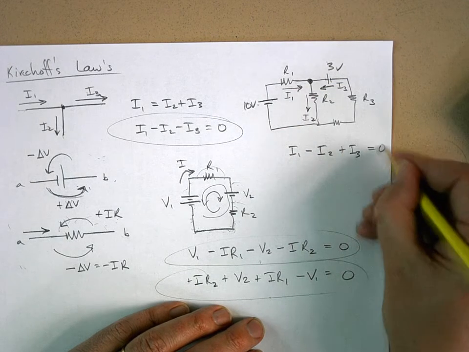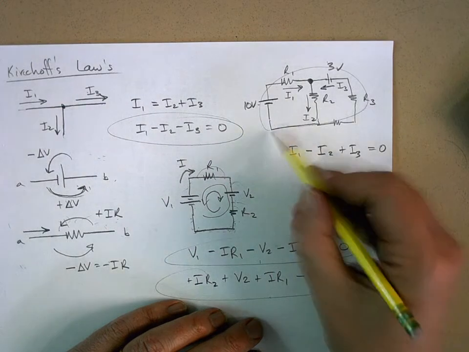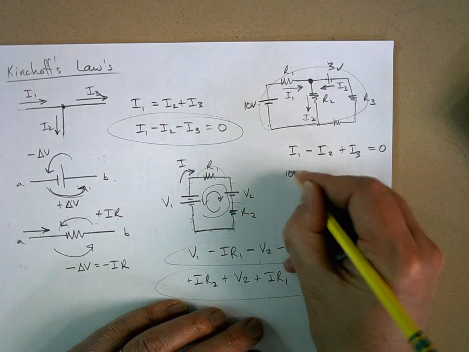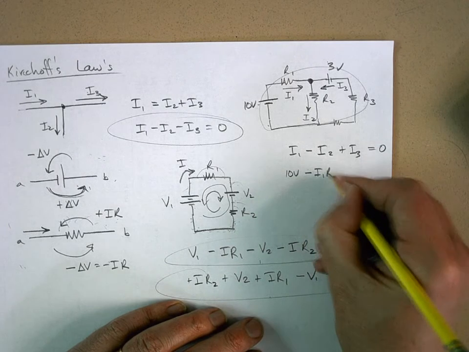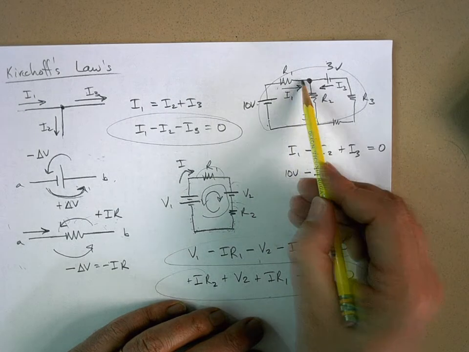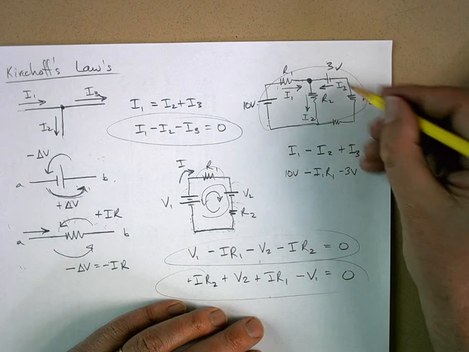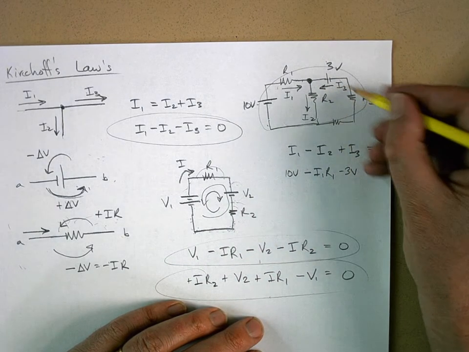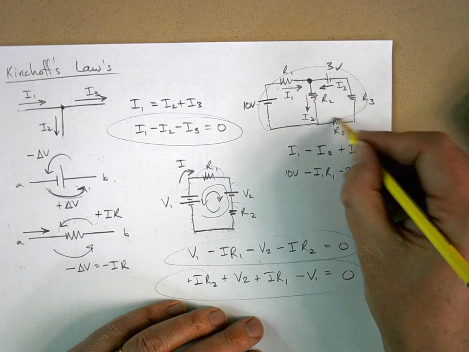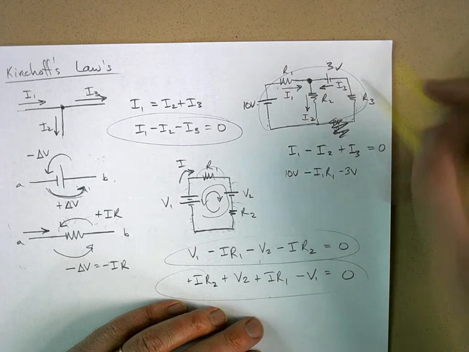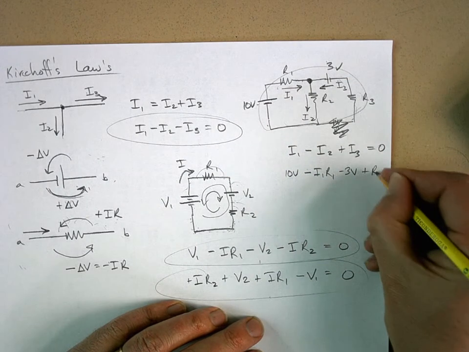Then you pick a loop. Let's go around the outside. Start here. 10 volts minus I1 R1, because we have a voltage drop here because we're going with the current, minus 3 volts. And then here we're going against the current, so this is going to be plus. Well, maybe I'll combine these into one resistor. Just scribble that on. So what is this? This is going to be plus R3 times I3.